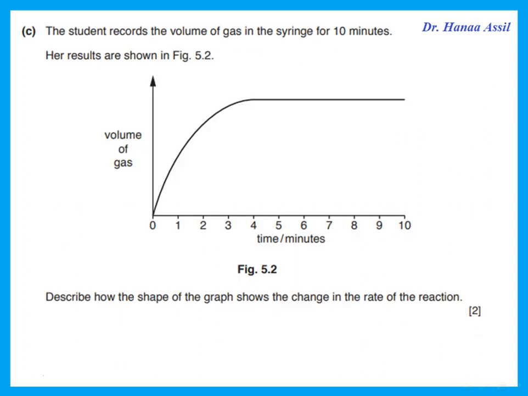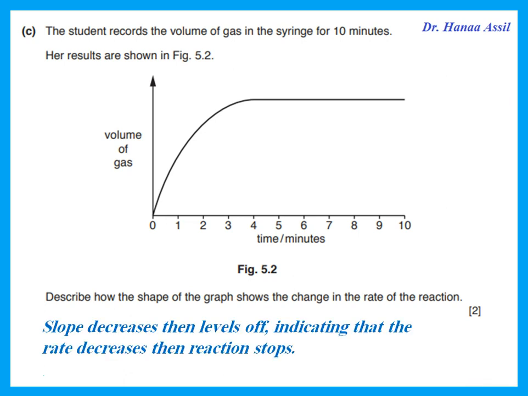The student records the volume of gas in the syringe for 10 minutes. Describe how the shape of the graph shows the change in the rate of the reaction. So you need to mention something about how the rate is changing and how the shape of the graph shows that. First of all, you can see that the slope decreases with time and then levels off. So that indicates that the rate decreases and then the reaction stops.